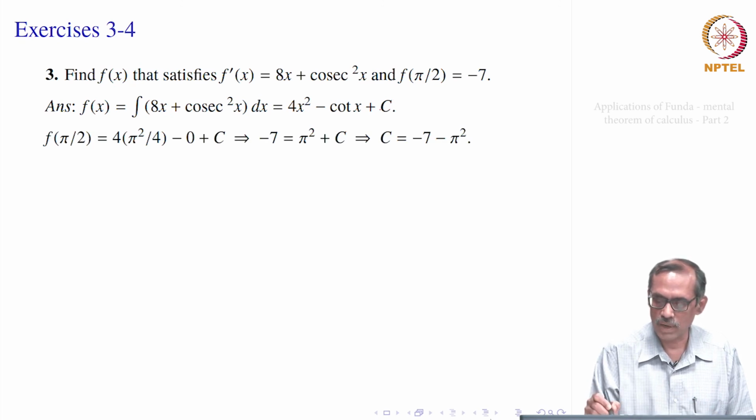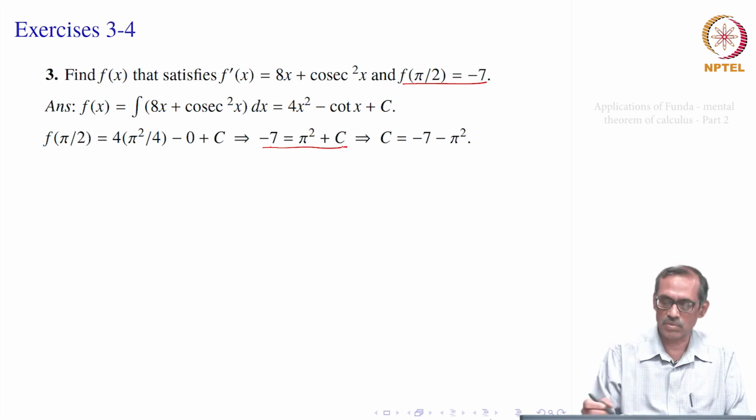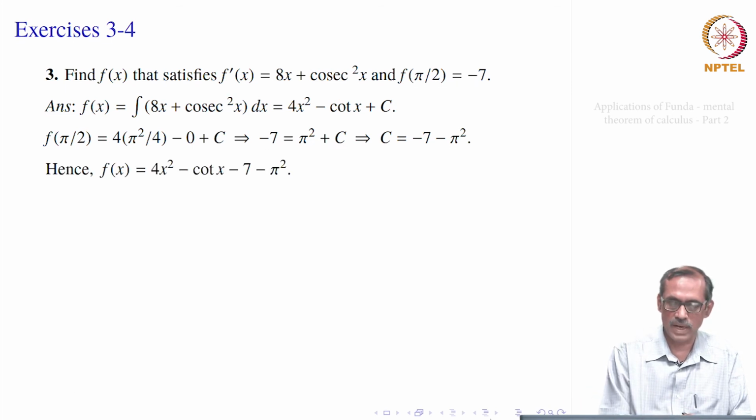Then we go for finding out this c, so that the other condition is met. The other condition is f of pi by 2 is minus 7, that is given. So, evaluating the left side, we get 4 into pi square by 4 minus cot of pi by 2, which is 0, plus c, that is equal to minus 7 on the right side. That is pi square plus c. So, minus 7 equals pi square plus c, or c equals minus 7 minus pi square. Then we plug it into whatever we have got earlier, f x equal to that expression, and we get the required f of x.